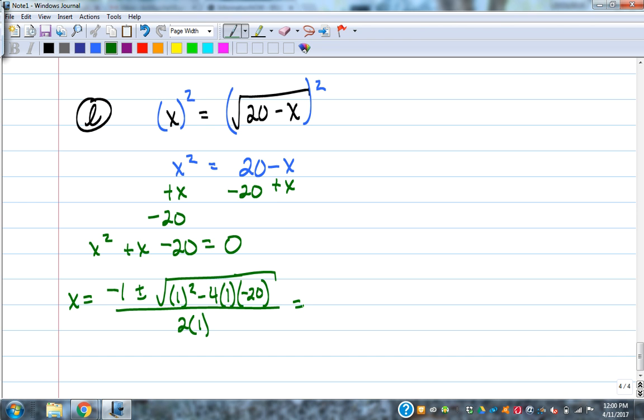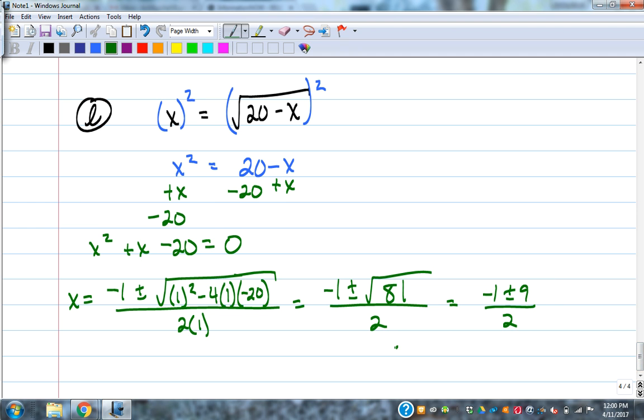All right, so 2 times 1. So this is using quadratic formula. x equals negative b plus or minus the square root of b squared minus 4 times a times c, divided by 2a. That's what we did last week. We work this out, so that'd be 81 under there. What's the square root of 81? 9.